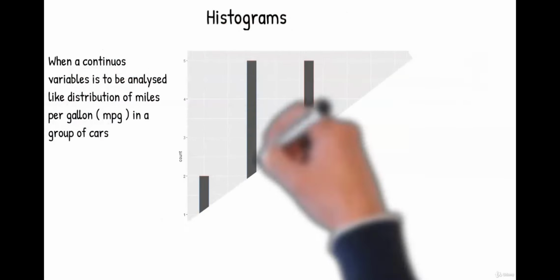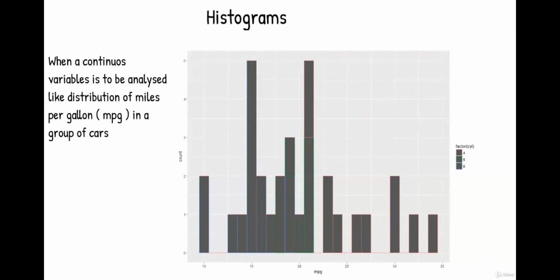Now a histogram is used when we want to plot a continuous variable and see how it is distributed across the data set. So in this example, I am having miles per gallon on the x-axis. So it is a continuous variable having values like 10, 11, 12, 13, 15, 21, 22, etc. And on the y-axis, I am having a frequency, the count of cars.